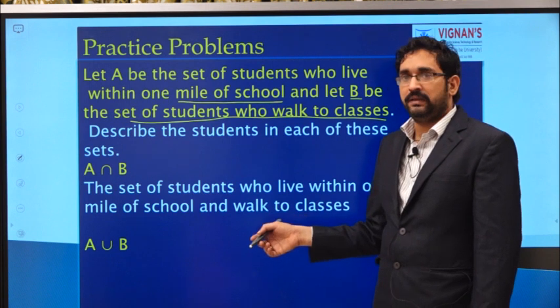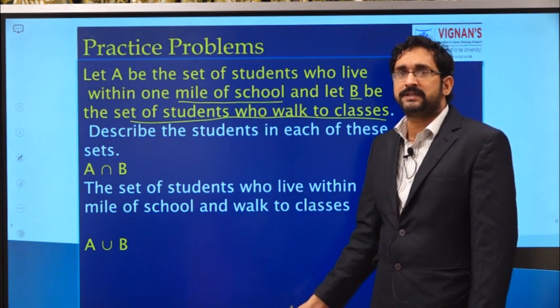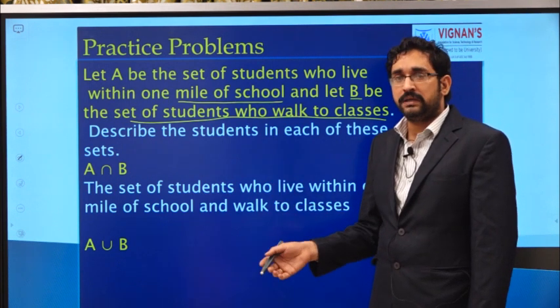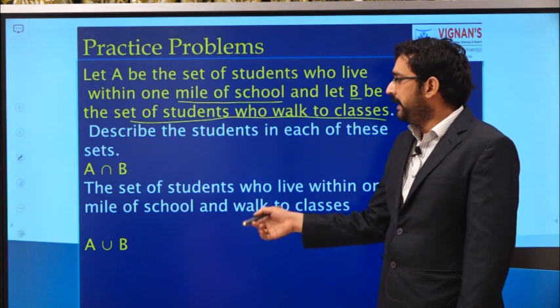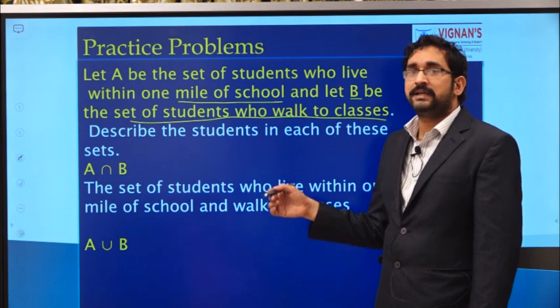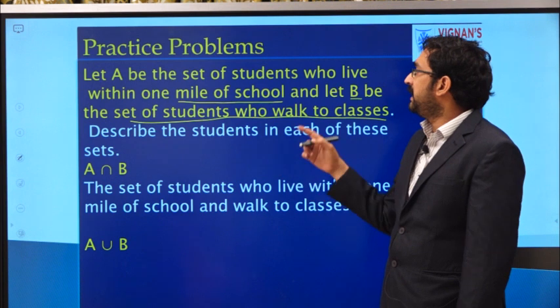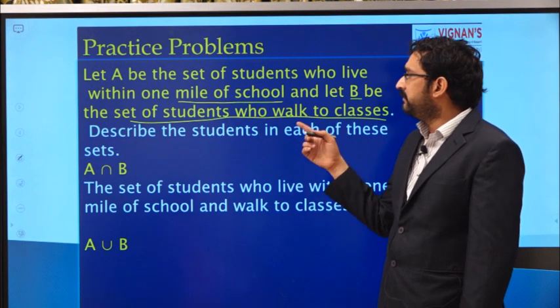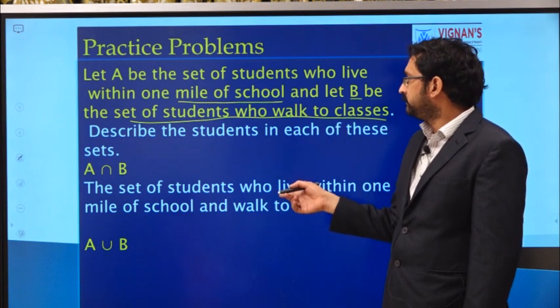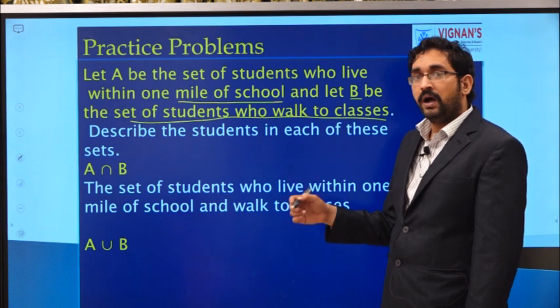Next, A union B. We know that A union B can be expressed as either A or B or both. So A union B can be expressed as the set of all students who either live within 1 mile of school or who walk to the classes, or both.